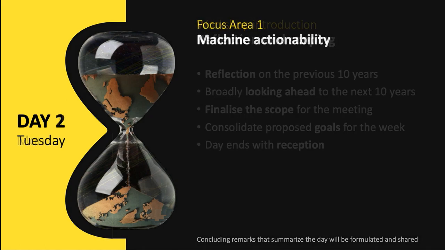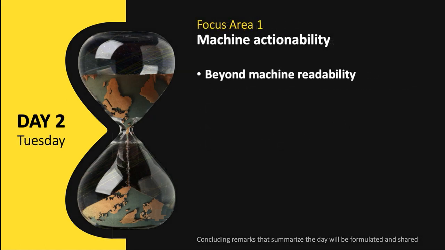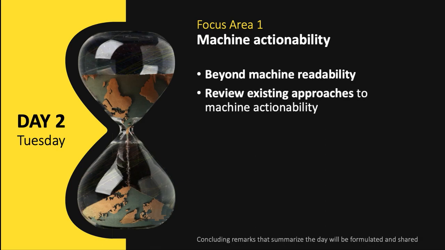On Tuesday we will focus on machine actionability, which we consider core to the FAIR principles, as was already emphasized in the abstract of the seminal FAIR article that came out in 2016. We will consider how machine actionability goes beyond machine readability. The essence being that computational agents must be able to independently work with data and related services.